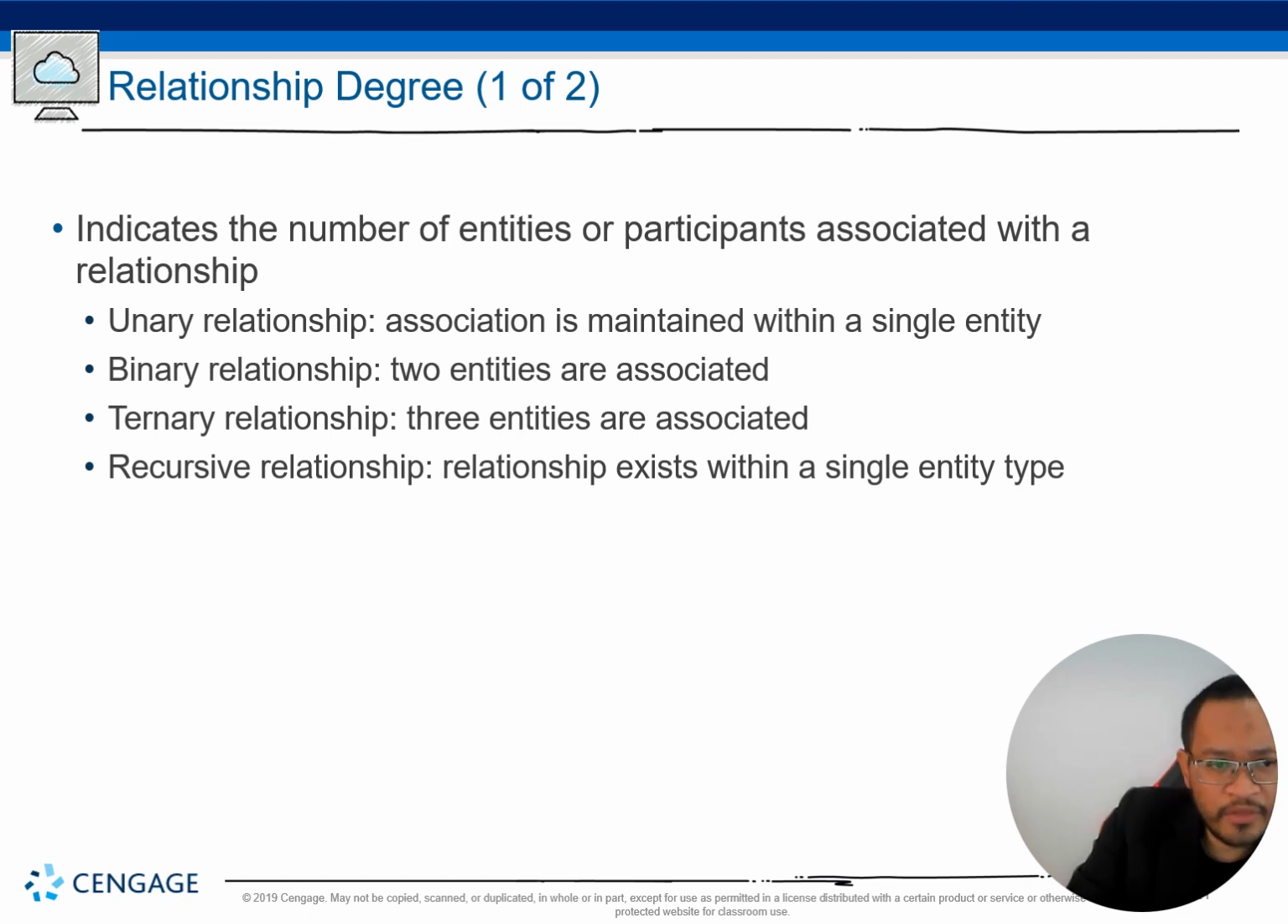For relationships, we have degree, which indicates the number of entities or participants associated with a relationship. We have a couple of types of relationship: unary, binary, ternary, and recursive relationship. Unary is an association maintained within a single entity. Binary, two entities are associated. Ternary, three entities are associated, while a recursive relationship exists within a single entity type.